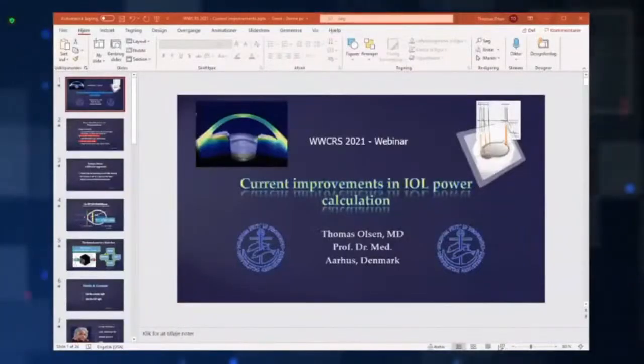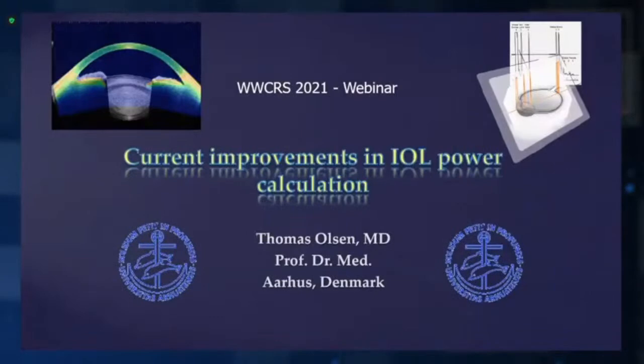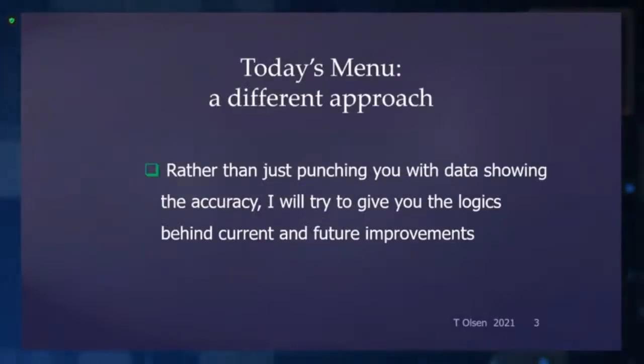So I would like to talk about IOL power calculation and the current improvements that we are seeing today. I hope you can see my screen right now. So what are we facing? First of all, I have some financial disclosures. I do a lot of refractive lens exchange cases myself, and I do have some financial interest in this IOL power calculation matter. So now I wanted to do this differently than maybe you have seen often in the past.